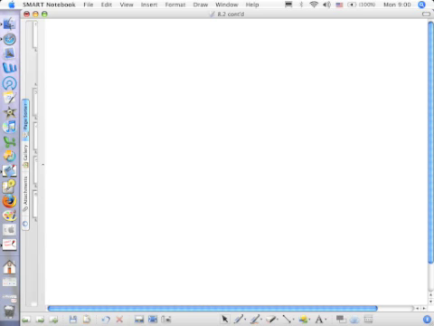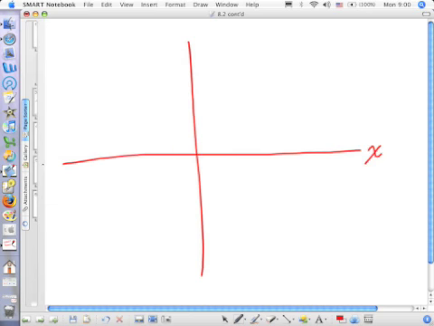If I have an XY axis, and let's say that I have a parabola opening up, and this is my vertex. I want us to think this stuff through. I don't want it to just be formulas that we memorize. I want us to think it through.